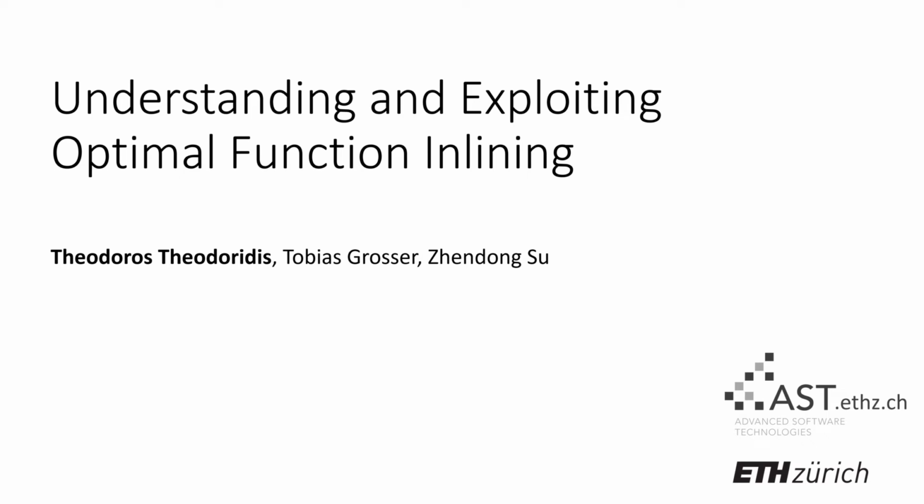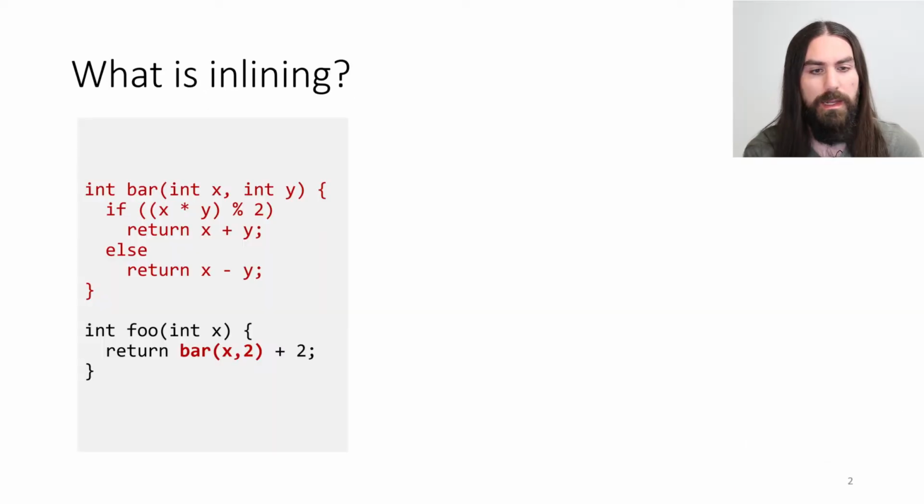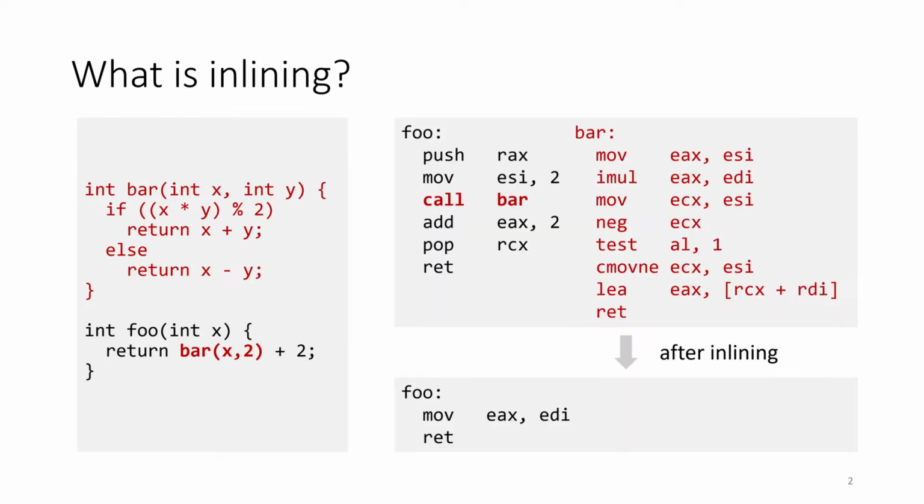Hello and welcome. In this talk, I will present a new perspective on studying optimal inlining. Before we get started, let me remind everyone what inlining is. Inlining is a fundamental compiler transformation that replaces a function call, like the call to bar in this case, with the body of the callee, like the body of bar in this case. It enables optimizations by expanding a compiler's transformation and analysis scopes.